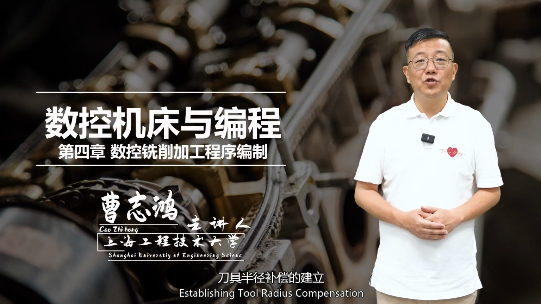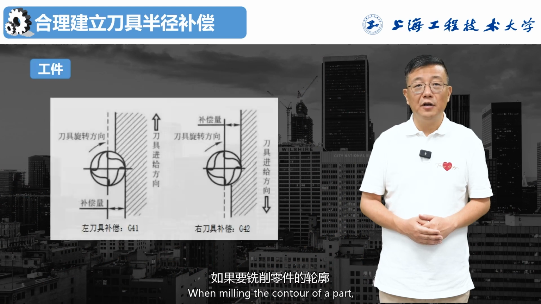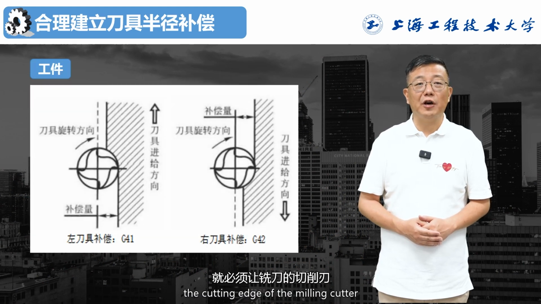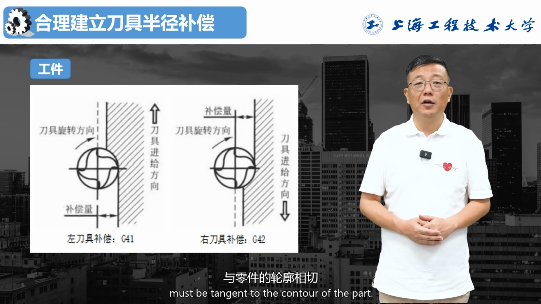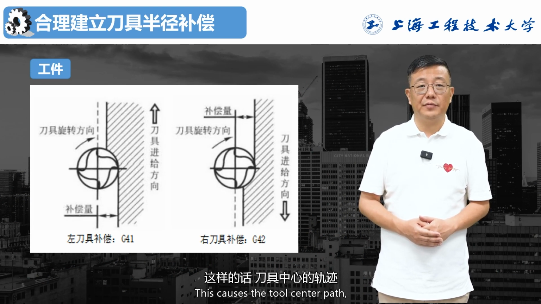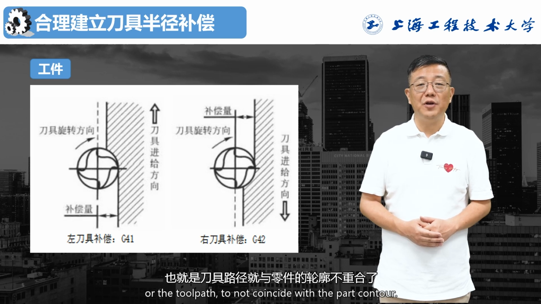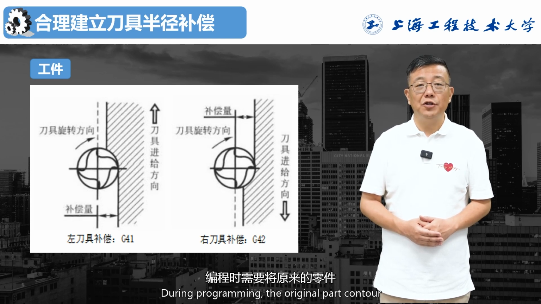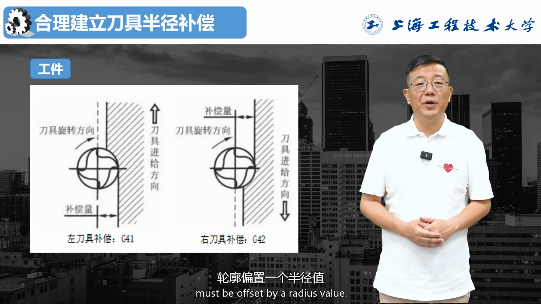Establishing tool radius compensation. When milling the contour of a part, the cutting edge of the milling cutter must be tangent to the contour of the part. This causes the tool center path, or the tool path, to not coincide with the part contour. During programming, the original part contour must be offset by a radius value.